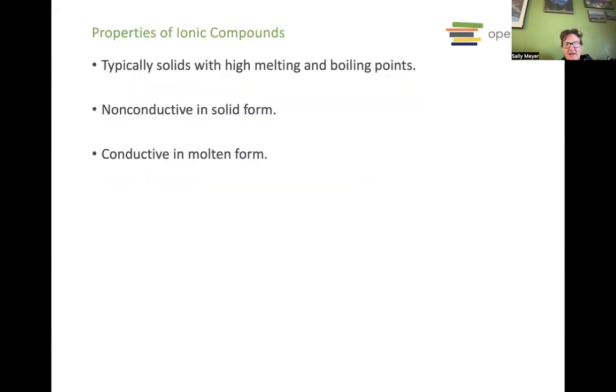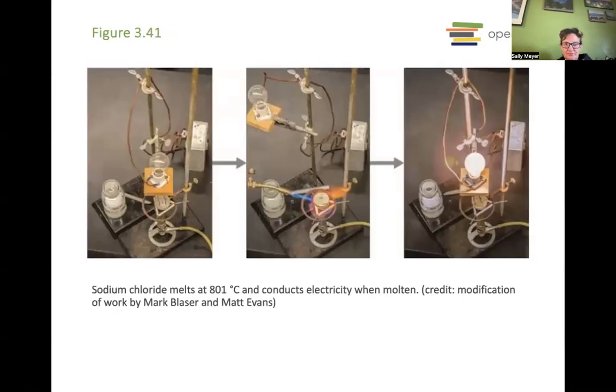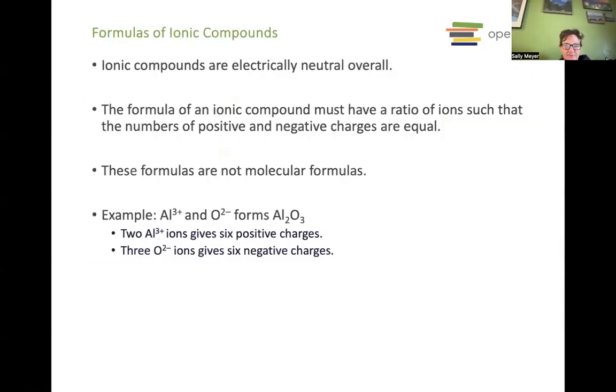Properties of ionic compounds: they're typically solids with high melting points and boiling points because those ionic bonds are super strong. They are non-conductive in the solid form, but if you make them liquid, either melt them or dissolve them, they become conductive of electricity. And this is just a picture of how you would measure that conducting of electricity. Essentially, by putting the light bulb there, you can show that there's electricity going through the wire as the ions move from the cations to the anions.